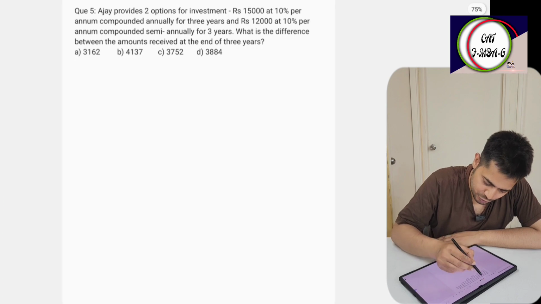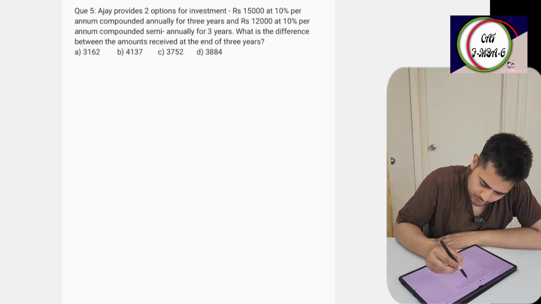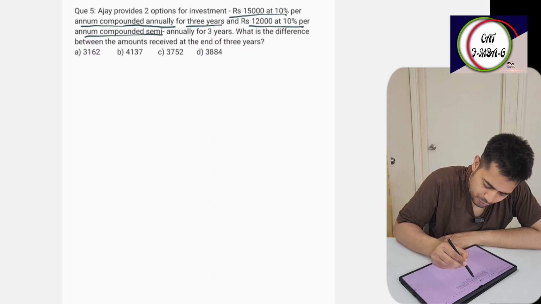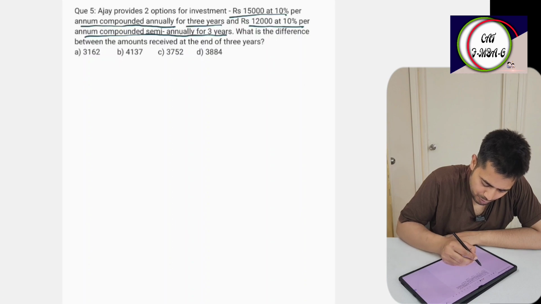Okay, let's move ahead to the next question. Ajay provides two options for investment: 15,000 at 10% per annum compounded annually for 3 years, and 12,000 at 10% per annum compounded semi-annually for 3 years. Okay, what is the difference between the amounts received?